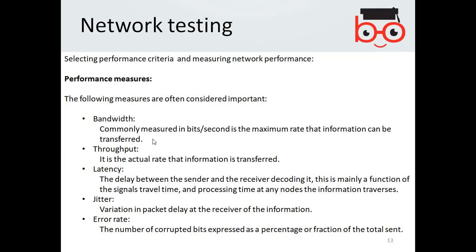And the throughput is the actual rate at which the information is transferred. So in the bandwidth, how much information can be transferred, and the throughput is the actual rate the information is transferred. The latency is another measure for the network performance. The latency is the delay between the sender sending and the receiver decoding it. This is mainly a function of the signal travel time and processing time at any nodes the information traverses.